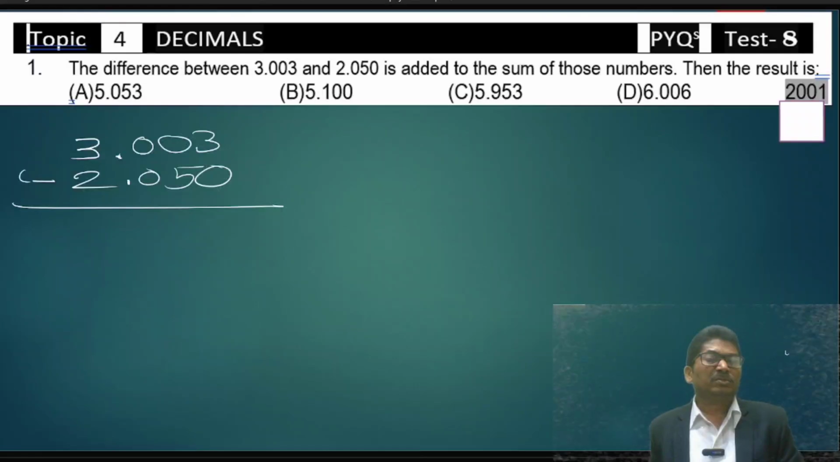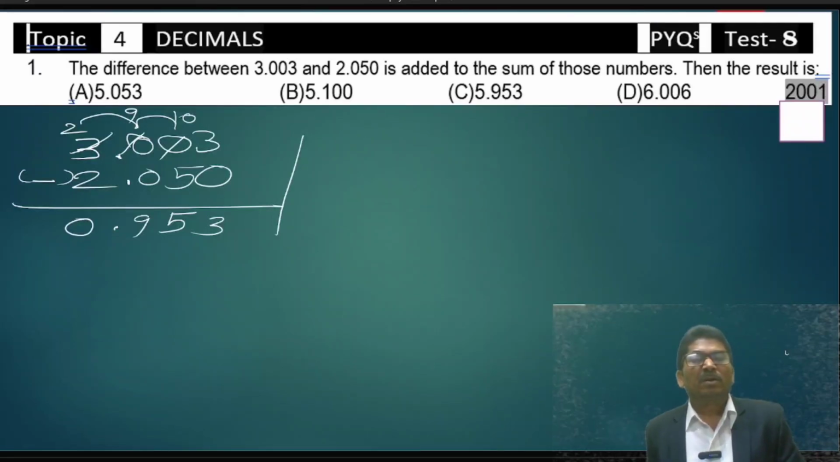Difference means subtraction. 3 minus 0, 3. 0 minus 5 not possible, that's why borrow from 3. 9, 10. 10 minus 5, 5. 9 minus 0, 9. 2 minus 2, 0. Next, addition. Added means addition.